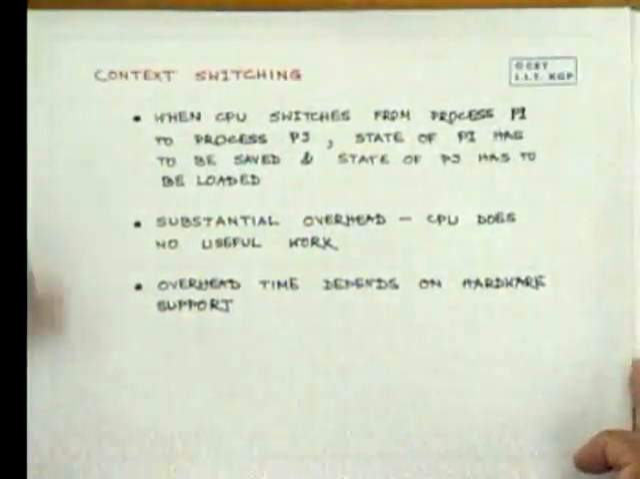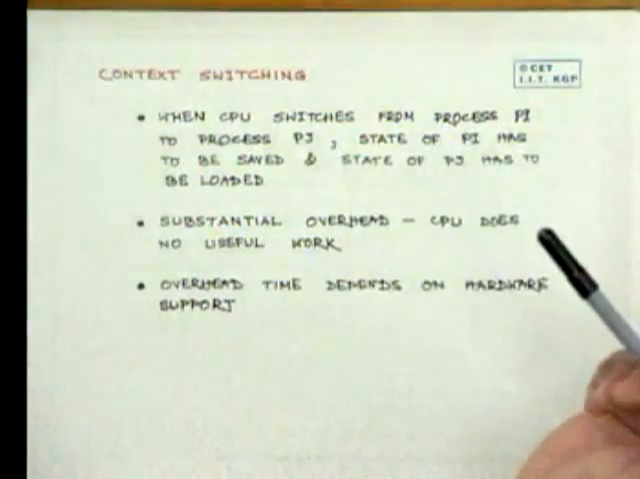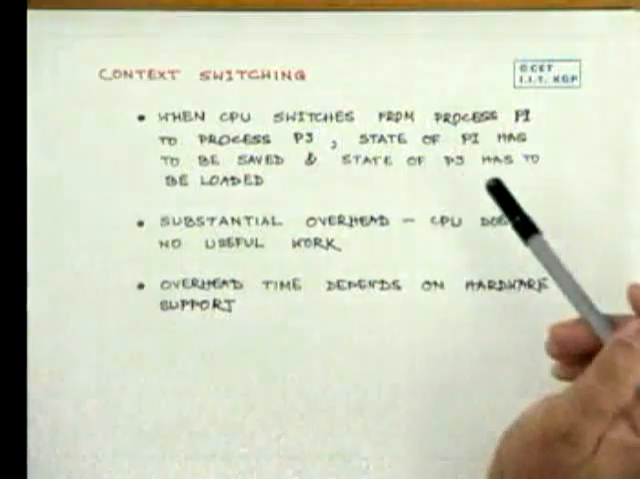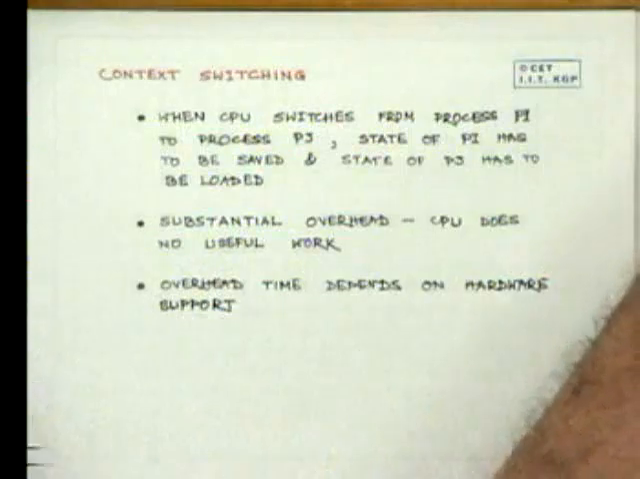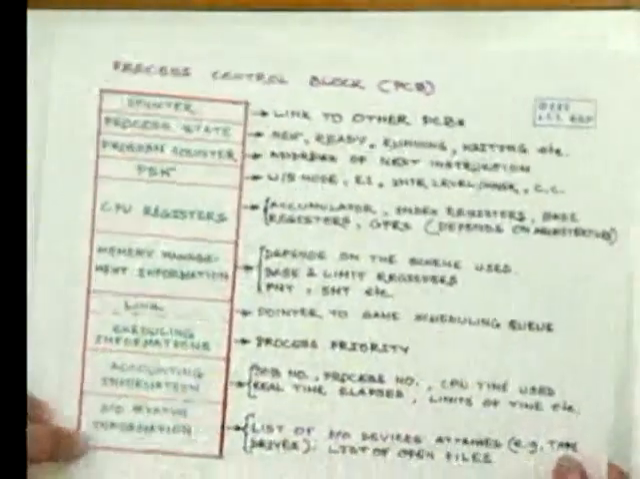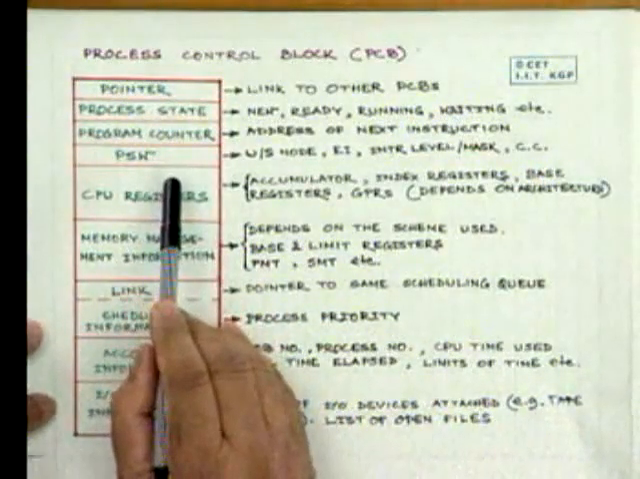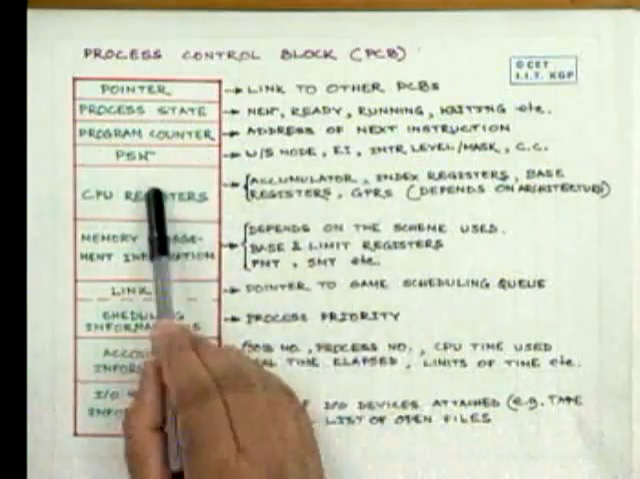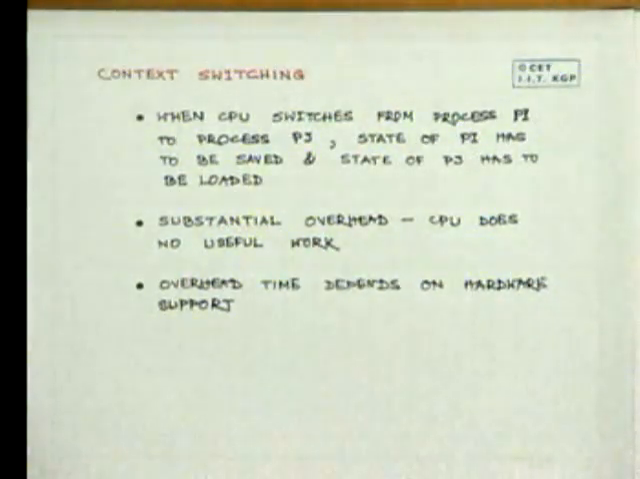Now, let us come to that important aspect, context switching. As I said, when the CPU changes from, say, process Pi to a process Pj, the state of Pi has to be saved and the state of Pj has to be loaded. The state of Pi is saved into the PCB, and the state of Pj is loaded from the corresponding PCB. You can see that immediately involves a substantial amount of overhead.